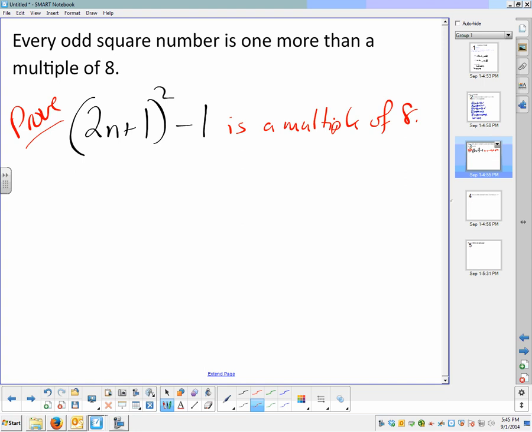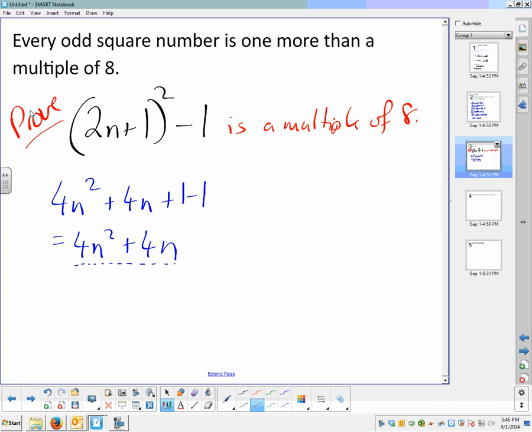And it is, which I'm now going to demonstrate. So I'm going to square that out. Get 4n squared plus 4n plus 1 minus 1. Obviously, that's 4n squared plus 4n. So it's obviously true that every odd number squared is one more than a multiple of 4, because this number is divisible by 4.